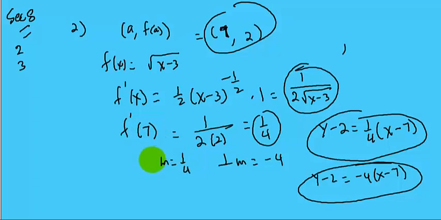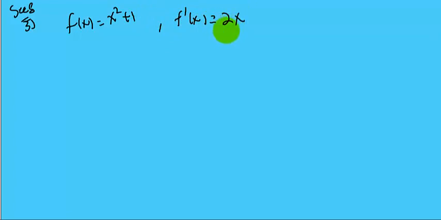Alright, so let's go to number 3, section 8. It says derivative of the function f of x. They give you f of x equals x squared plus 1. And they were even kind: they said f prime of x equals 2x. Find the equation of a tangent line at the point (1, 2), and then sketch the graph of f and the graph of the tangent line and normal line. So we're doing the same thing, but they already did the derivative for you.